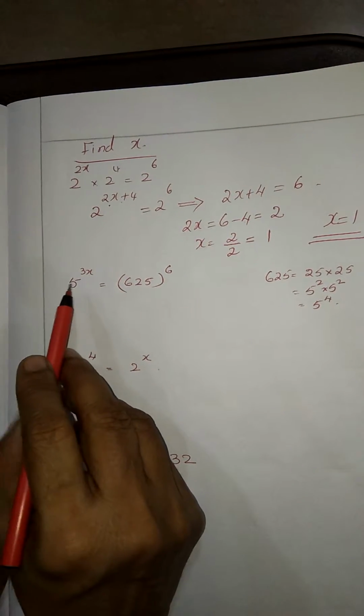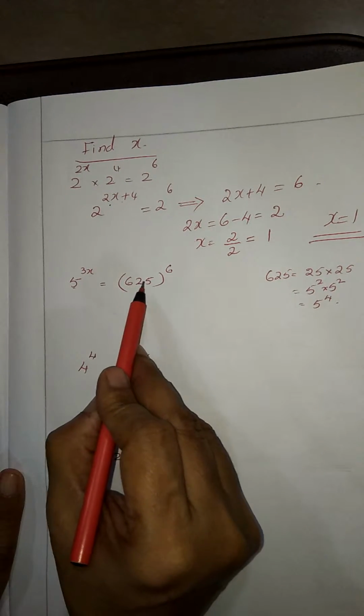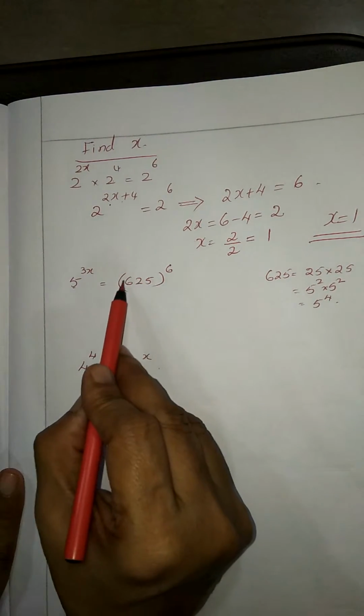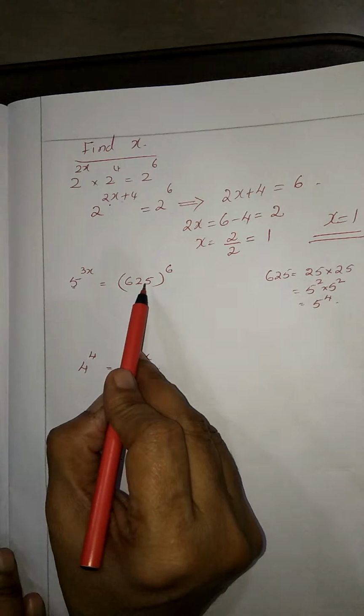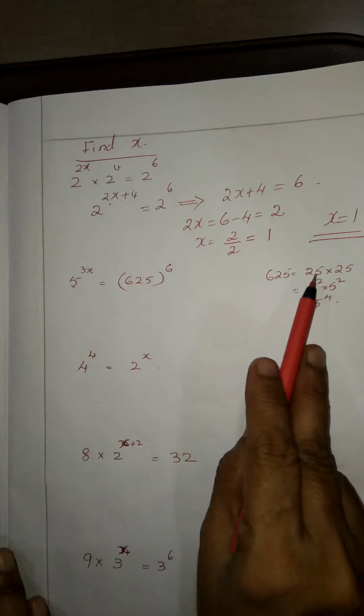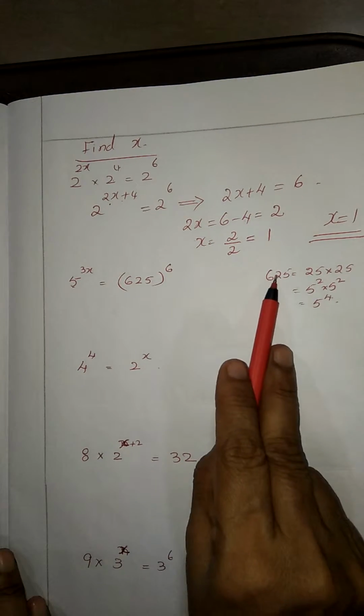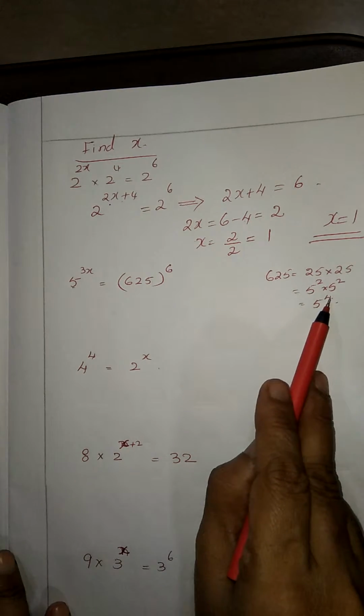So in this problem you see the base here is 5 and here the base is 625. So 625 you can convert into a power of 5. 625 you can write as 25 into 25. 25 is 5 squared. So you can write 5 to the power of 4. So 625 is 5 to the power of 4.